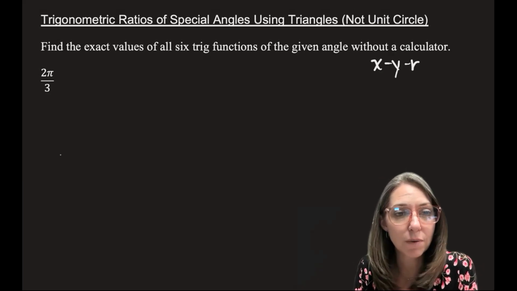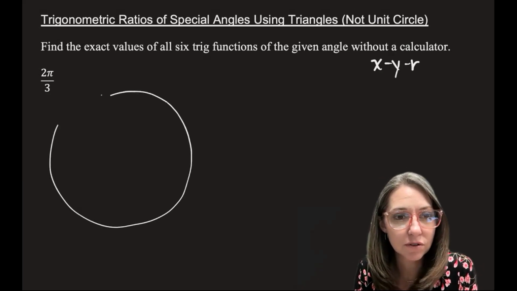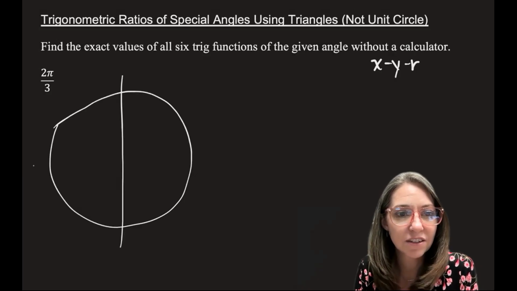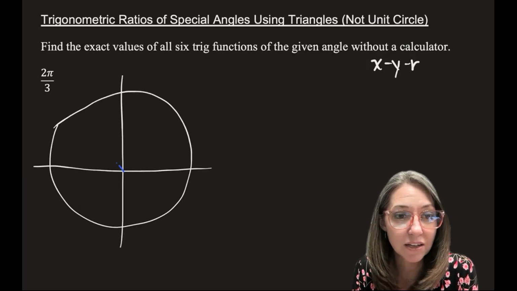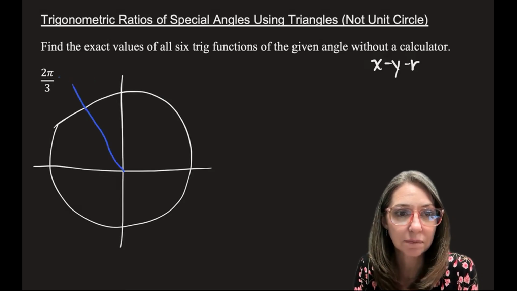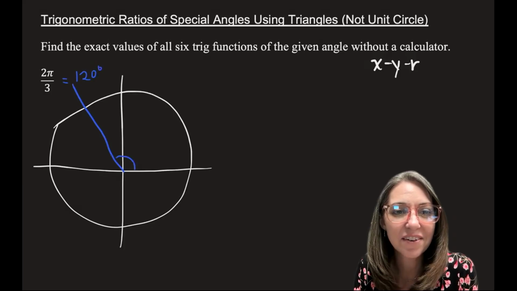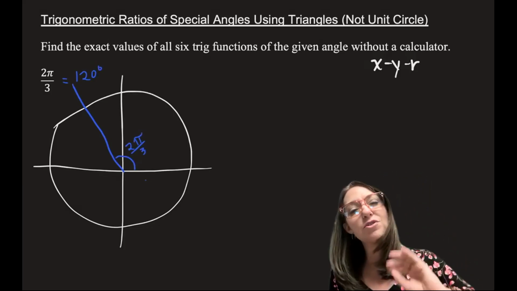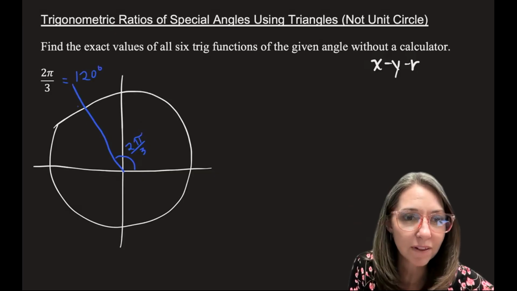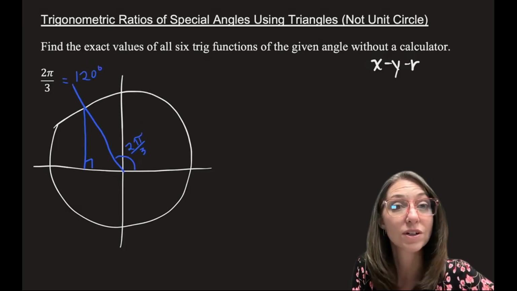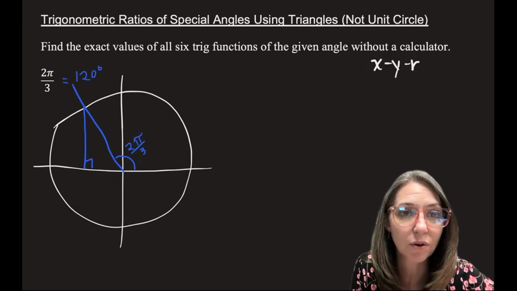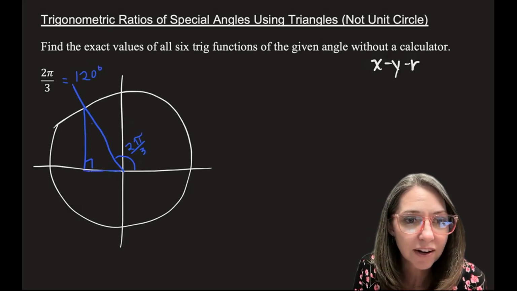Well, for 2 pi over 3, we need to know approximately where that is. So let's draw a little circle here with an axis through it. 1 pi over 3 is 60 degrees, so 2 pi over 3 is right in there, exactly 120 degrees. That angle right there is the 2 pi over 3. If we want to find trig ratios of that number, we're going to drop a line straight down to the x-axis so that we can determine the lengths of this corresponding right triangle. I'm talking about this right triangle right in here.